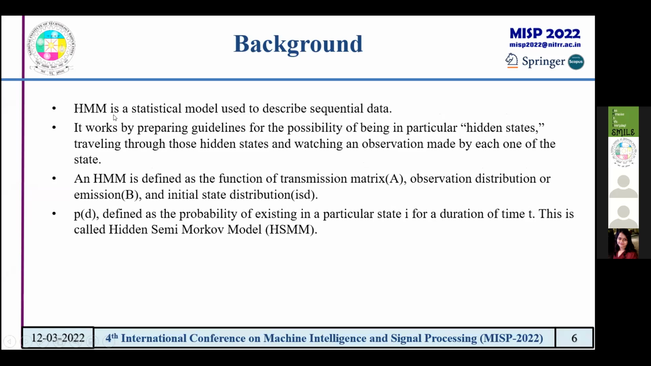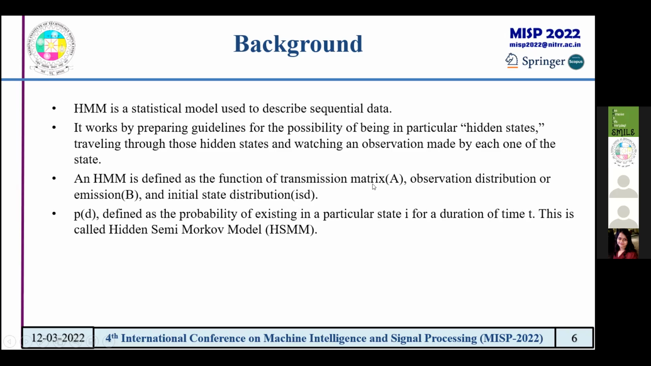HMM, the hidden Markov model, is a statistical model used to describe sequential data. Here, each audio signal, if it is trained with HMM, the HMM will give us the output like three matrices: one is the transmission matrix, one is the observation distribution or emission matrix, and one is the initial state distribution matrix.